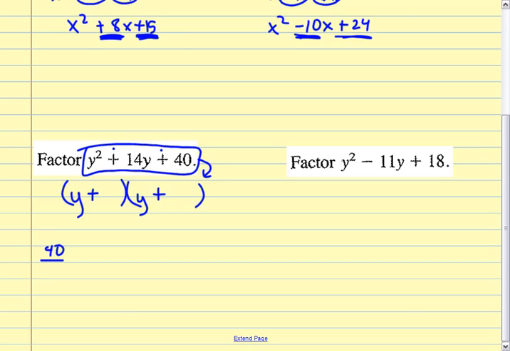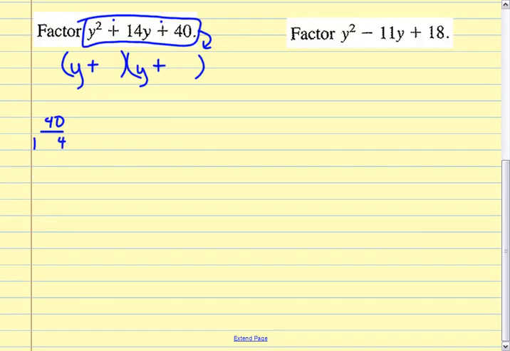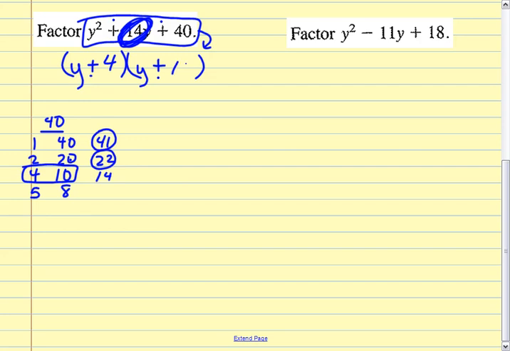I'm going to factor 40. So, 1 times 40, 2 times 20. I know they both have to be positive. 3 doesn't go into it. 4 goes into it 10 times. 5 goes into it 8 times. 6, 7, no. If I add these two, I get 41. I'm looking for 14. If I add these two, I get 22. I'm looking for 14. If I add these two, I get 14: plus 4 plus 10. Done. Factored. These two things multiplied together give me this trinomial.